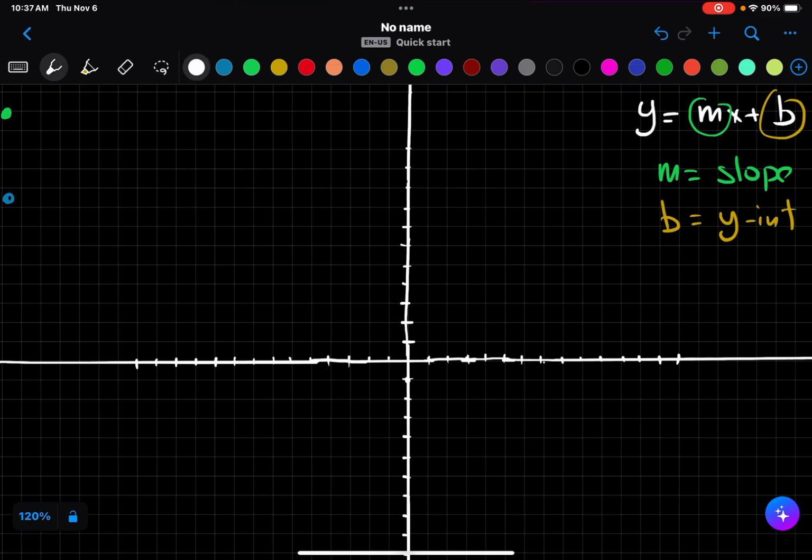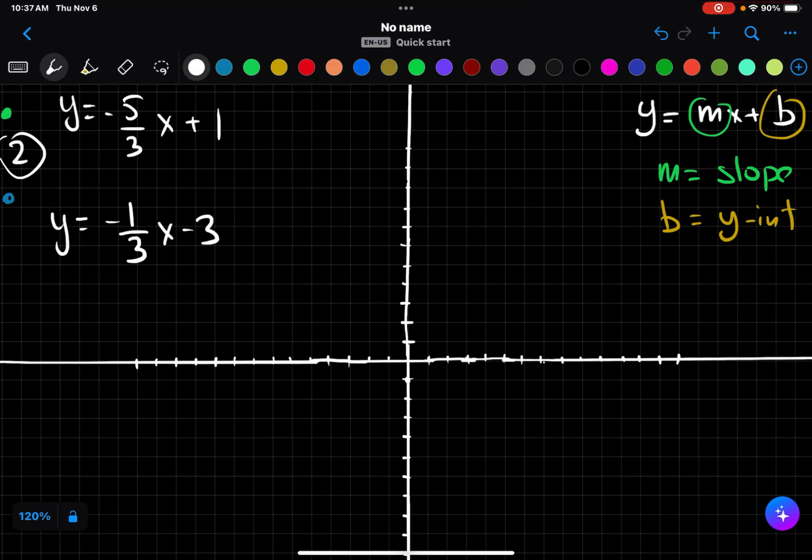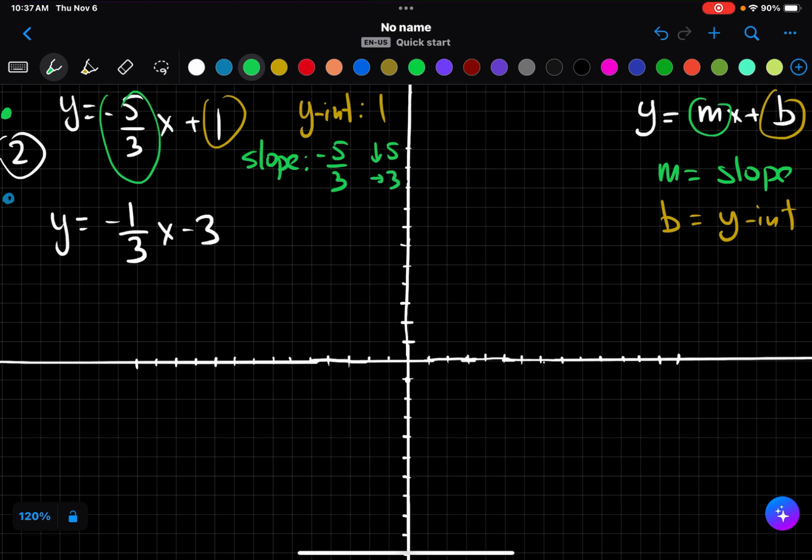All right, for number 2, you have y equals negative 5 over 3x plus 1. And you have y equals negative 1 over 3x minus 3. All right, it's pretty simple. The y-intercept for the green equation is the 1, or the positive 1. And the slope is the negative 5 over 3, which means go down 5 to the right 3, right?